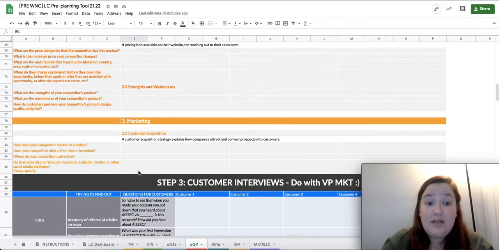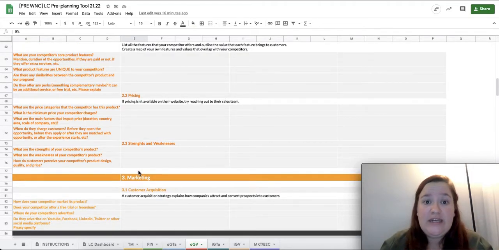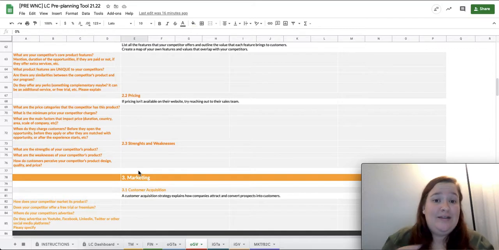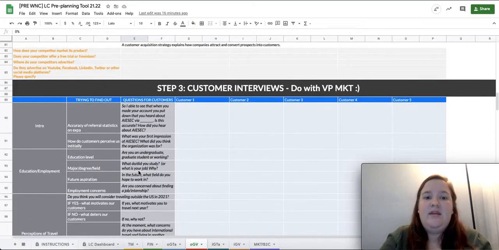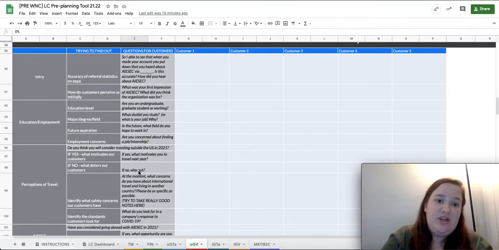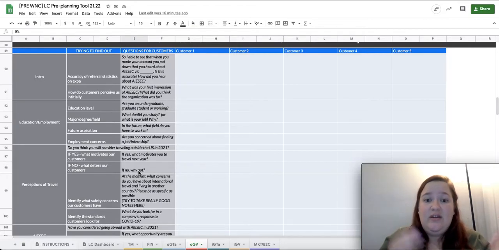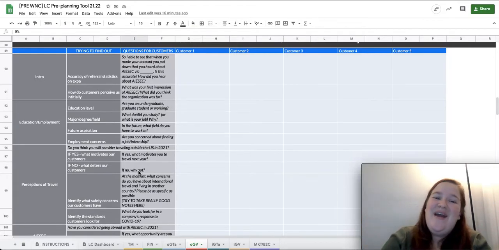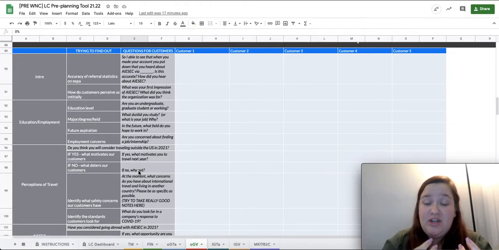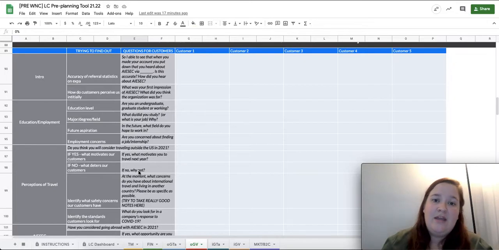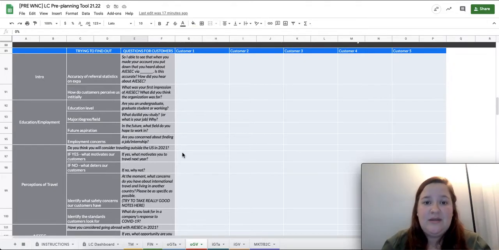The last is marketing. We want to see how they are marketing so we can see what tactics work for them and what tactics maybe not to use. The next is the customer interviews. The intention of this is that you work together and split this up. There's only 5, so that you can understand how our customers' behaviors have changed during this time. There's a huge section about their perceptions of travel. We want to understand what they're concerned about, the safety concerns, so that you can keep that in mind when you're making your marketing plans for the semester.